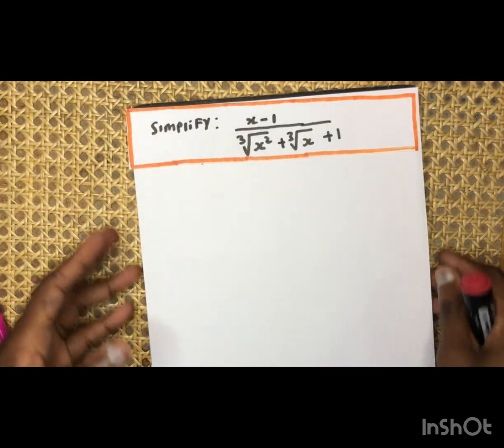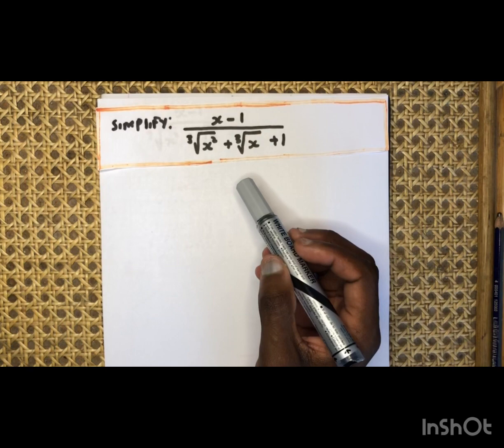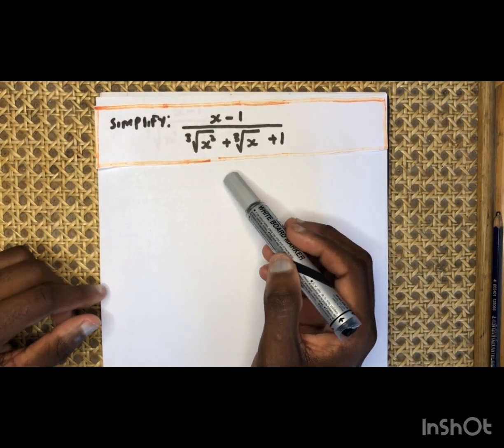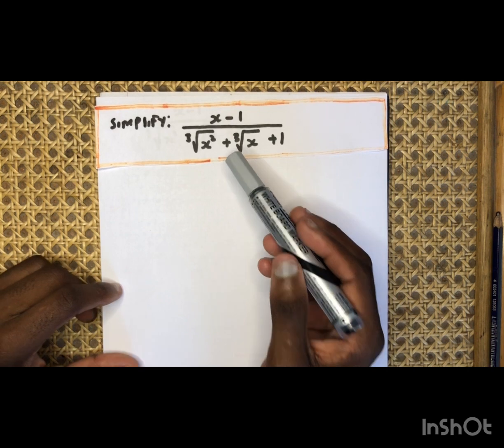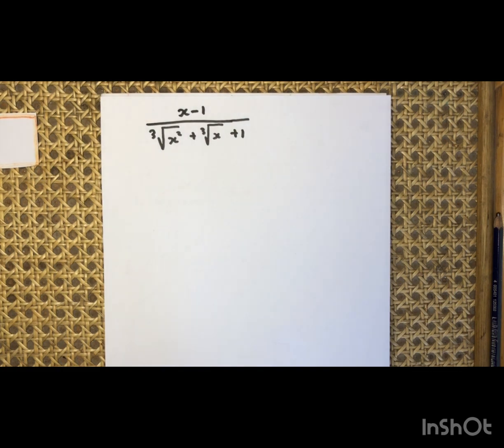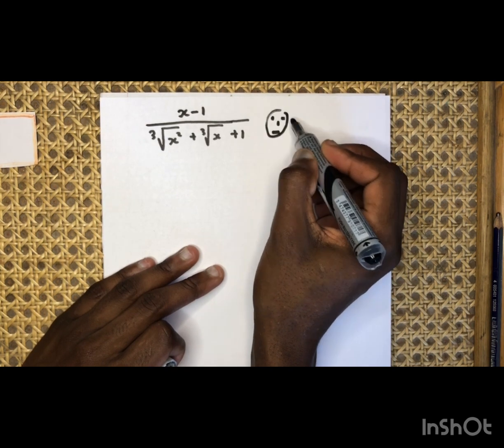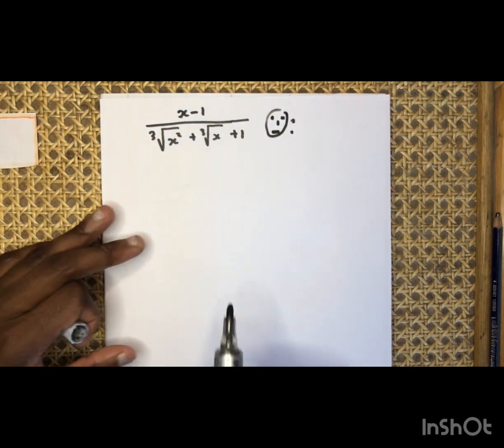So remember, guys, you can pause the video and try to attempt these questions on your own. So we have this question: simplify x minus 1 over cube root of x squared plus cube root of x plus 1. Oh, this is tricky, guys. This question is tricky, but at the very same time, it's so interesting, right? So let's try to attempt it, good people. Maybe you are asking yourself, how can I attempt this question? Relax, I got your back.